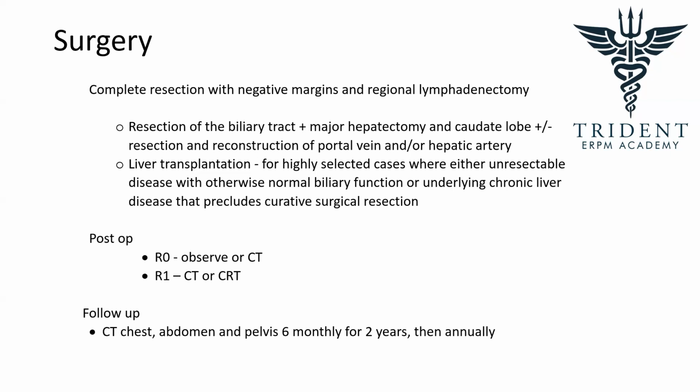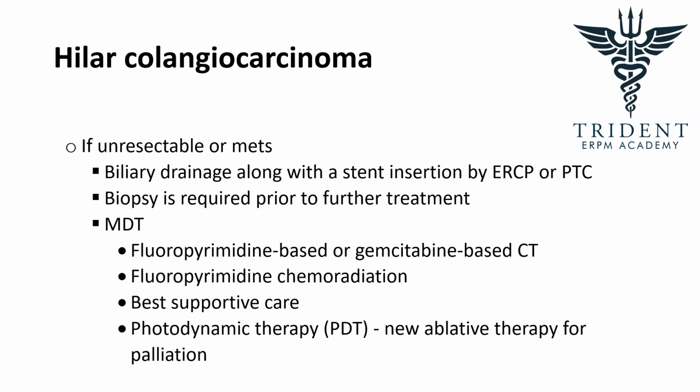Post-operatively, R0 resection requires observation or chemotherapy, whereas R1 resection needs chemotherapy or chemoradiotherapy. For follow-up, CT chest, abdomen, and pelvis every 6 months up to 2 years, and then annual assessment. For unresectable hilar cholangiocarcinomas, biliary drainage along with stent insertion by ERCP or PTC, followed by a biopsy, requires MDT decisions on chemotherapy or chemoradiation, or planning for best supportive care. Sometimes photodynamic therapy is an option.